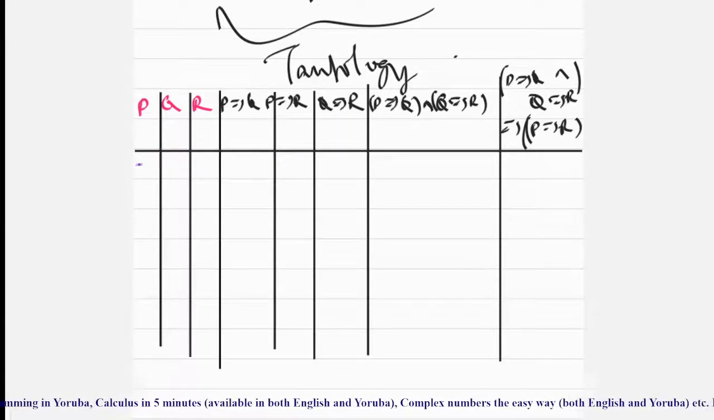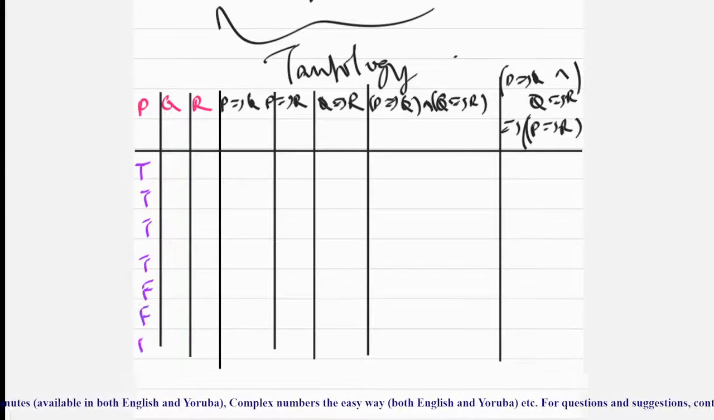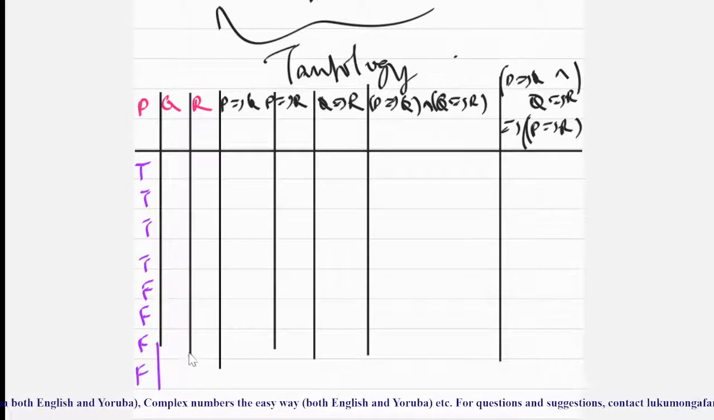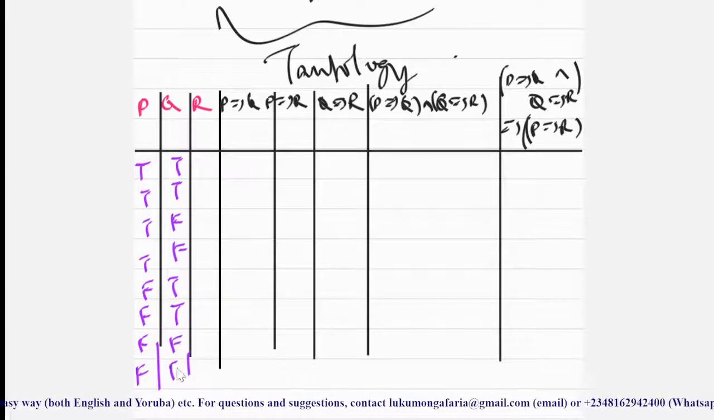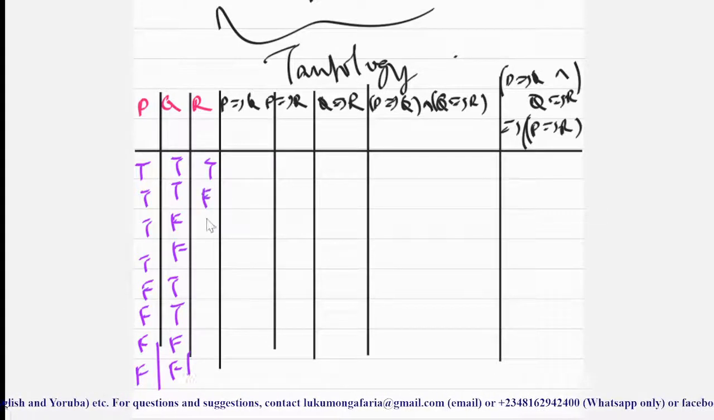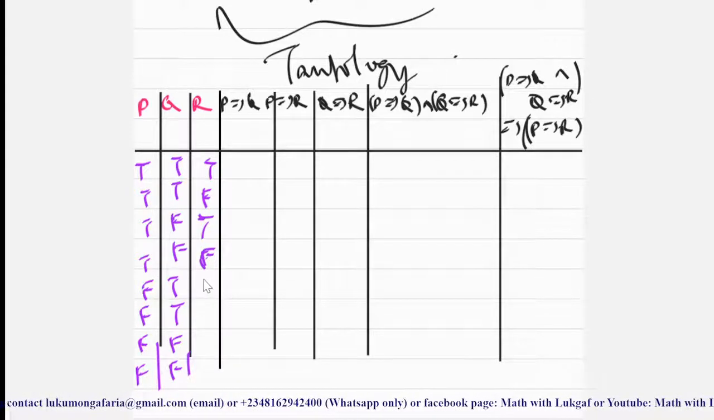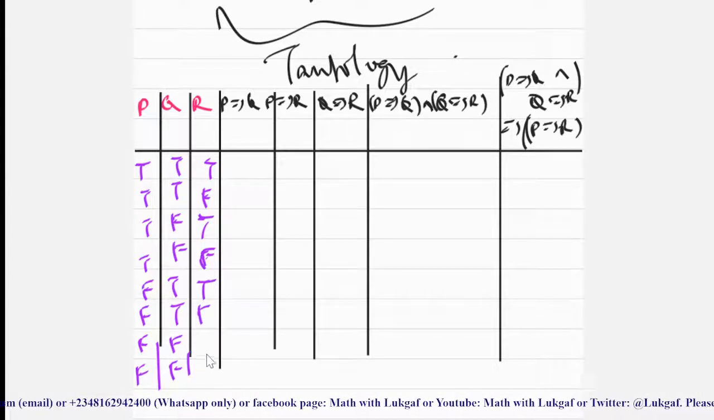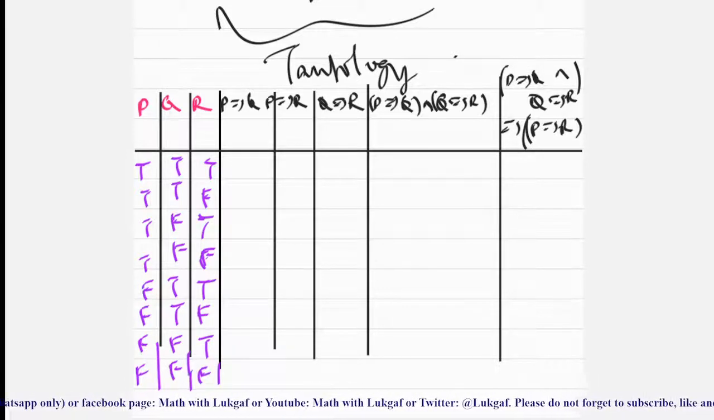There are 8 possible truth values. P is going to be true, true, true, true, false, false, false, false. Then Q is true, true, false, false, true, true, false, false. And R is going to be true, false, true, false, true, false, true, false. If you've forgotten how we derive this, please refer back to my previous videos. I hope you understand now.